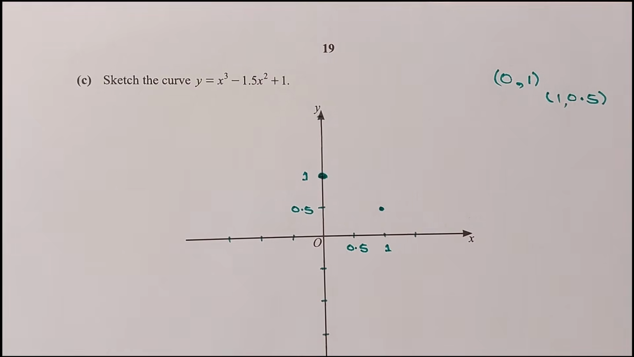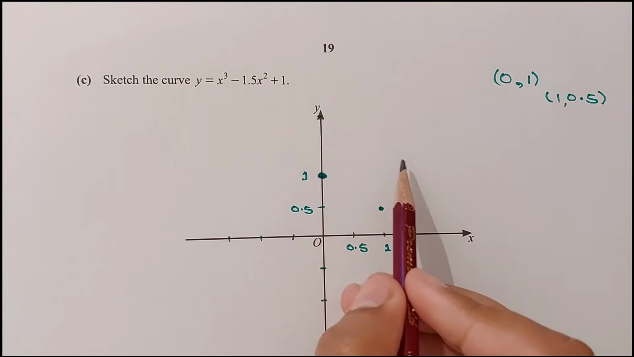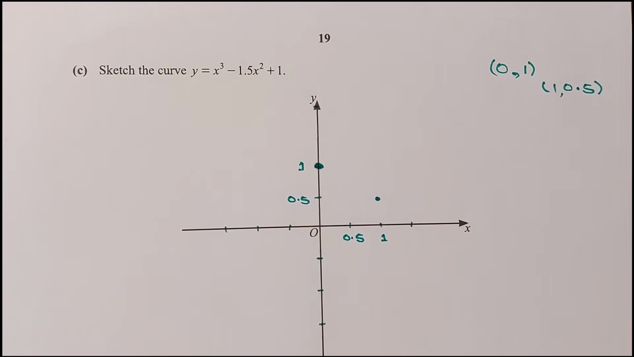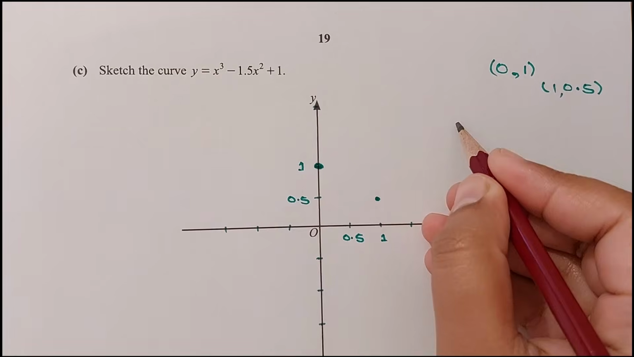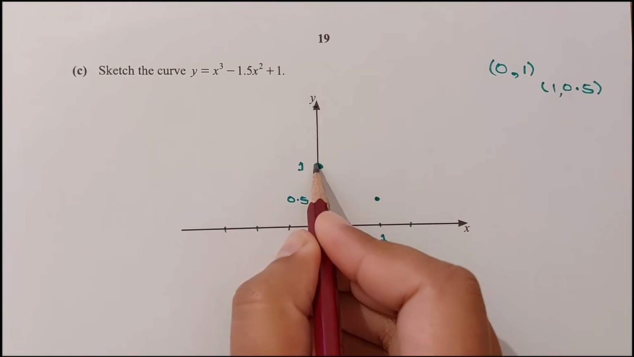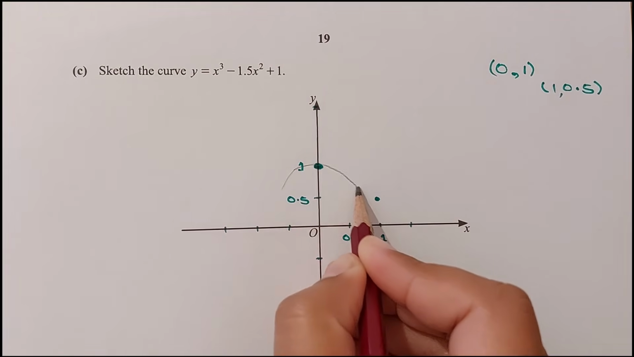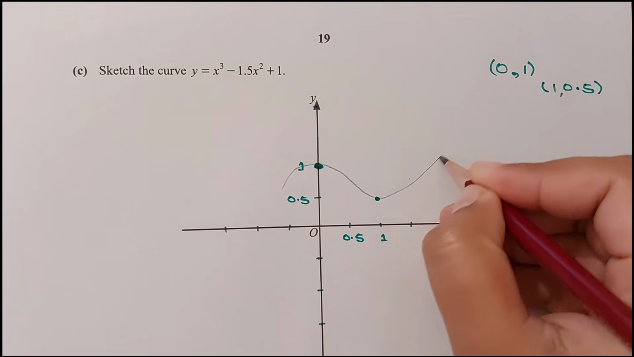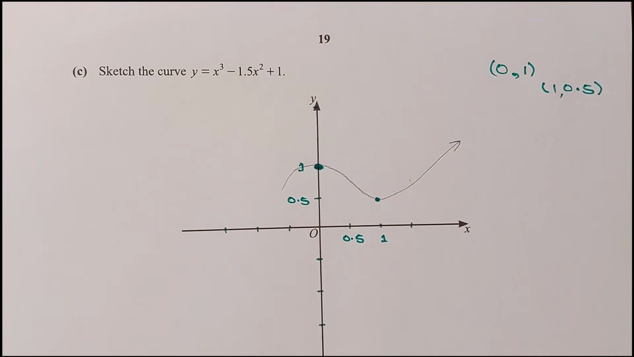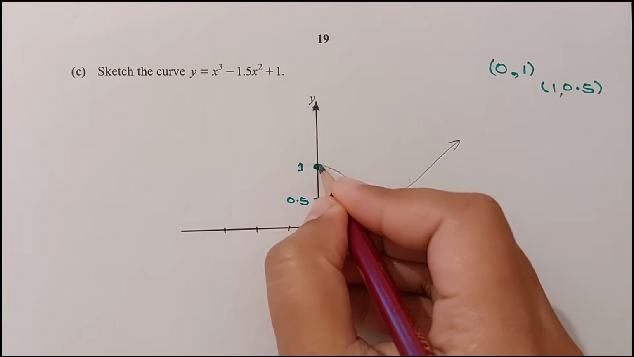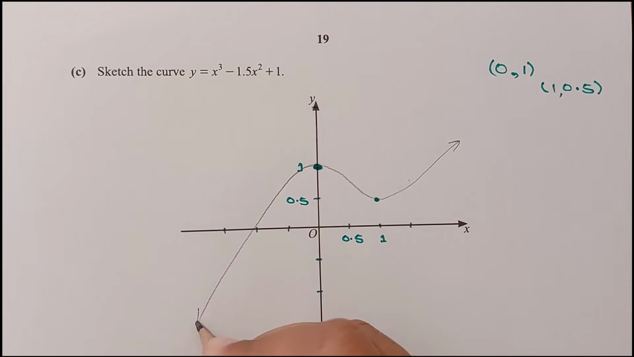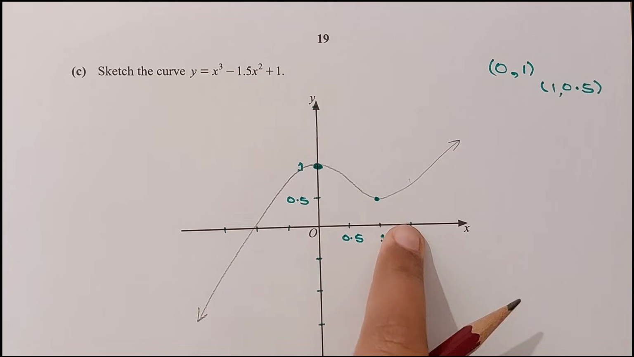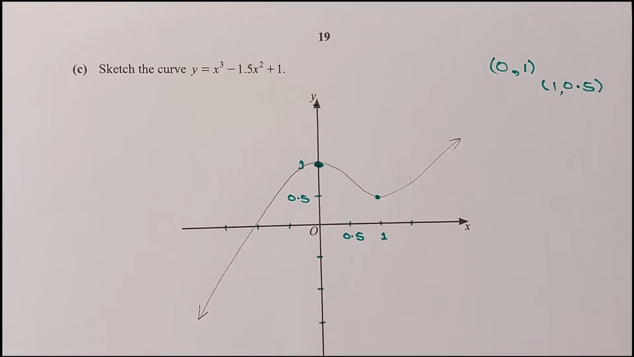So we have the two turning points, and we also know that the leading coefficient is positive, so it extends from the first to the third quadrant, right? So let me sketch this curve. This is the turning point, and it turns this way. So this is a turning point, right? So this is the sketch. We have the two turning points, from first to the third quadrant, right?